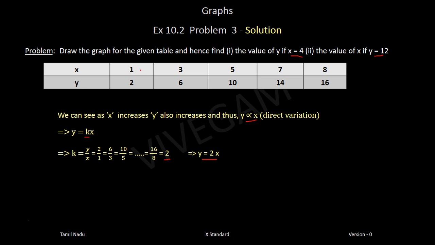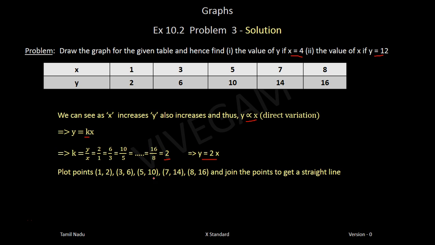So what are the points? 1, 2; 3, 6; 5, 10; 7, 14; 8, 16. The x and the y value together, right? So these are the points which need to be plotted.